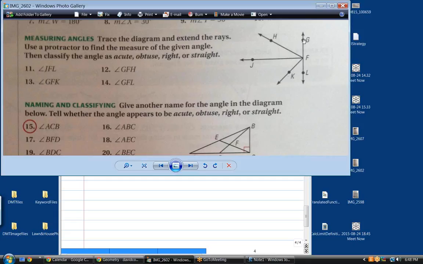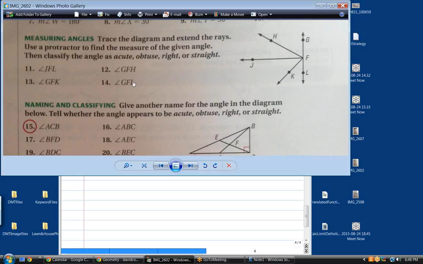GFK. First of all, is that acute or obtuse? It's probably obtuse. Okay. Again, line up the bottom with this and figure out which scale you need to use to get the acute or the obtuse angle. As long as you recognize that it's obtuse, you can't really make a mistake on that scale. So it's about 130, about 133. Okay.